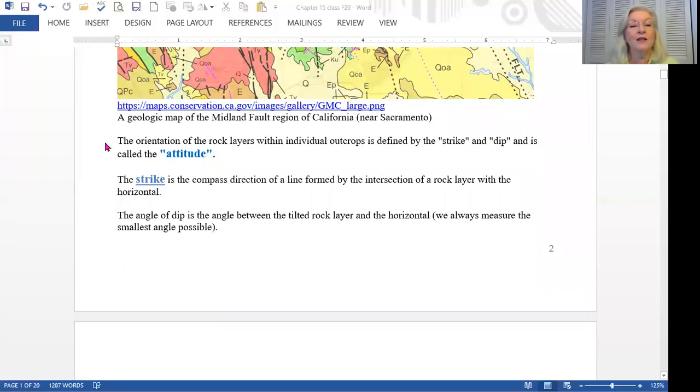So speaking of strike and dip symbols, we need to define those. The orientation of your rock layers is defined by the strike and the dip, and that is called the attitude. Those two together make up the attitude of the rock. So you could have horizontal rock layers, you could have vertical rock layers, you could have tilting layers. They're almost always tilted. So the strike is the compass direction formed with the intersection of a rock layer with the horizontal. The angle of dip is just how much is it tilted? Is it tilted down a little or a lot?